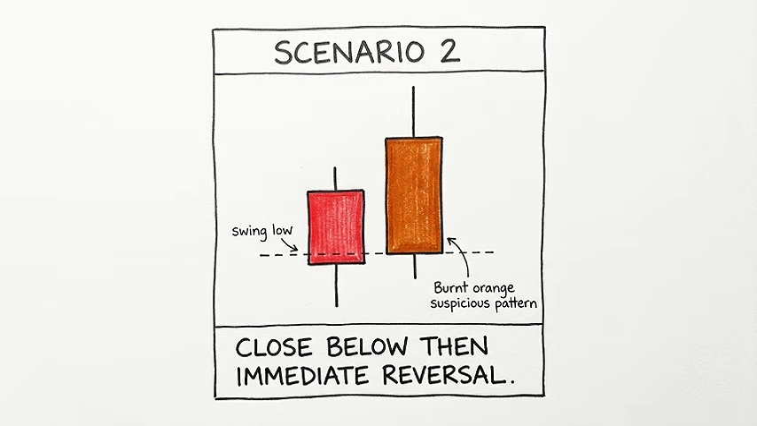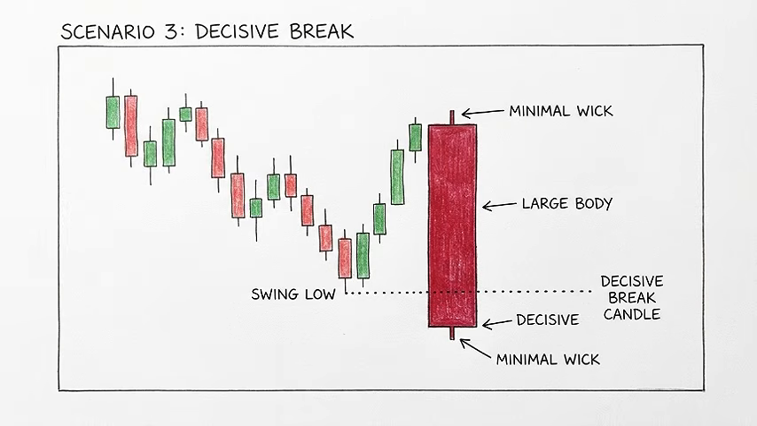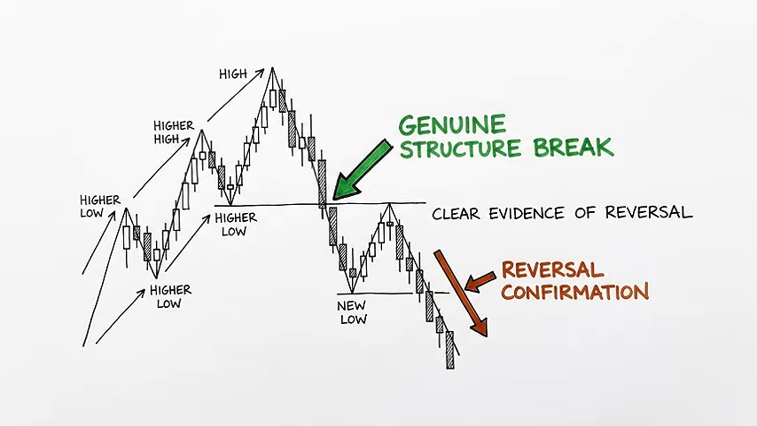Scenario 2. Price closes below the swing low, but the very next candle reverses back above immediately. This is suspicious. Be patient. Wait for more information. Scenario 3. Price closes below the swing low with a strong full-bodied candle. Minimal wick, large body, decisive. And the next candle continues in the same direction, not immediately reversing. That is a genuine structure break. That is your clear evidence of reversal.